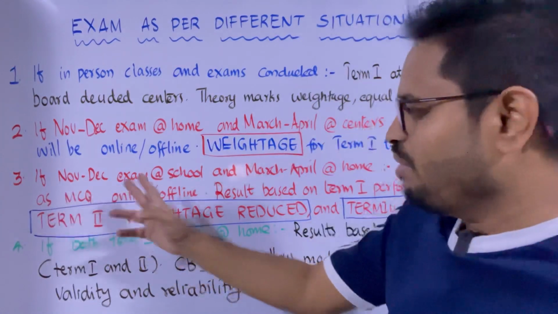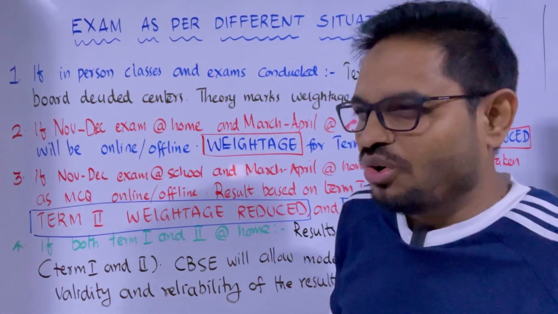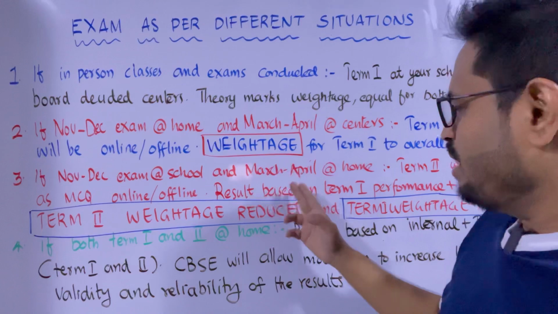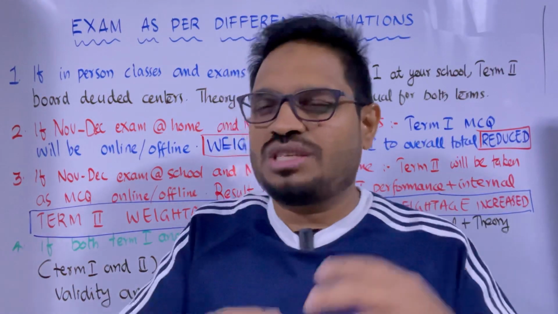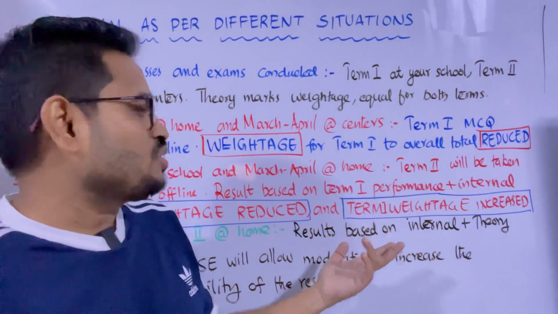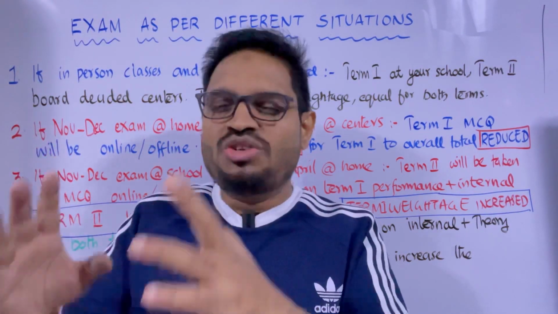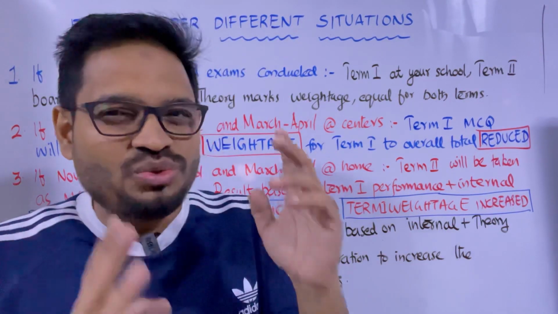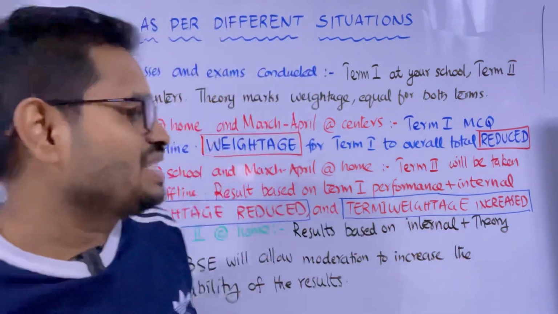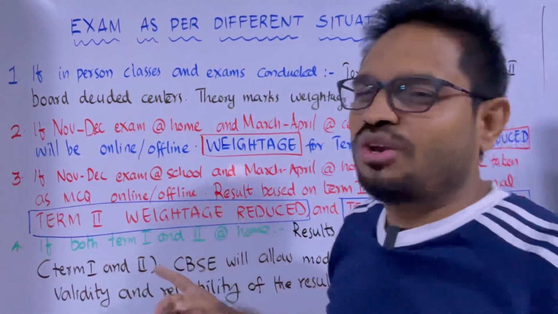What is that? If the November-December exams are at the school, you could write it at school because COVID was not troubling you. You could go to school and write the exam there. And March-April, you couldn't go because the situation went very bad and you were supposed to write it at home. If that is the condition, for example, first term you wrote at school, second term you are writing at home, you couldn't go to the board centers and write. In that case, term 2 will be taken as an MCQ online or offline exam.